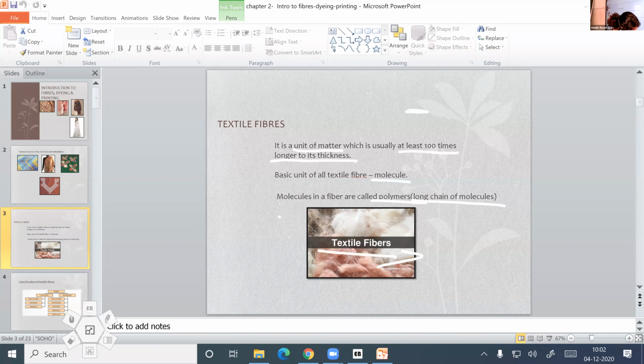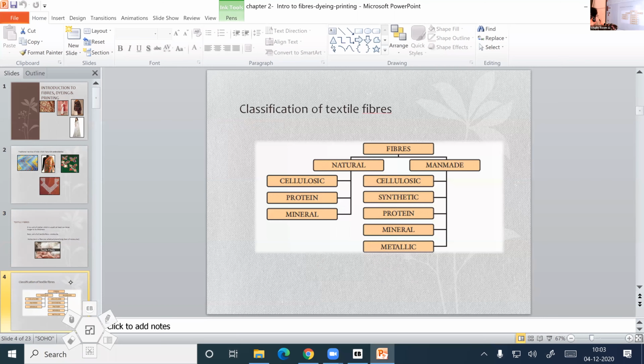Now, the classification of textile fibers. Now we are going to study the classification of textile fibers. Fibers are classified into two, natural and man-made. And they are then classified based on their chemical composition. The natural are cellulosic, protein, mineral. And man-made fibers are classified into chemical compositions like cellulosic, synthetic, protein, mineral, metallic. That I'll explain in the next classes. Okay.